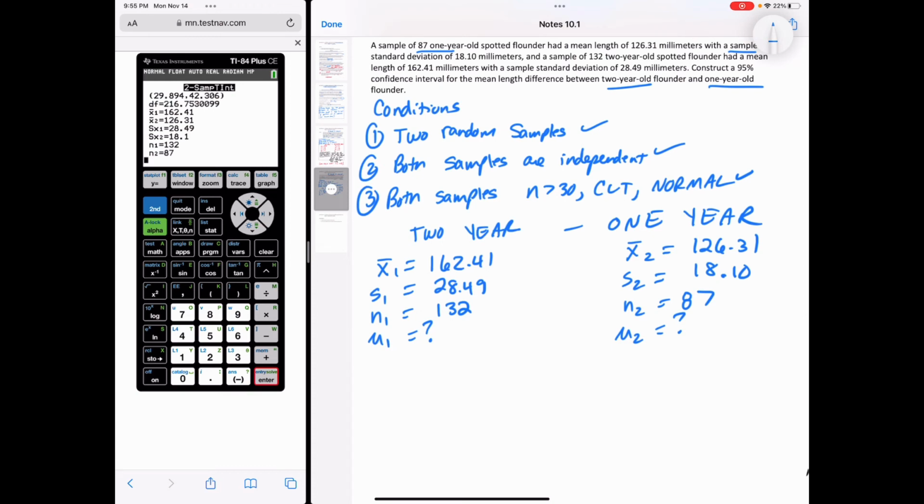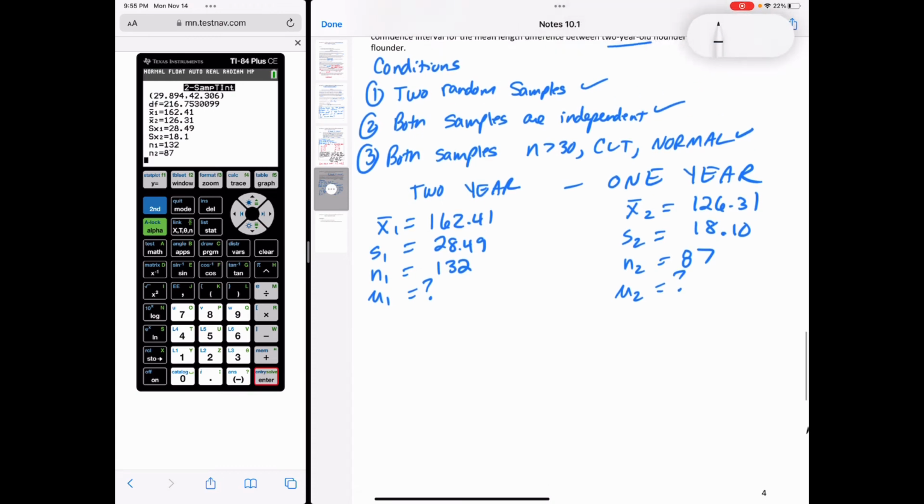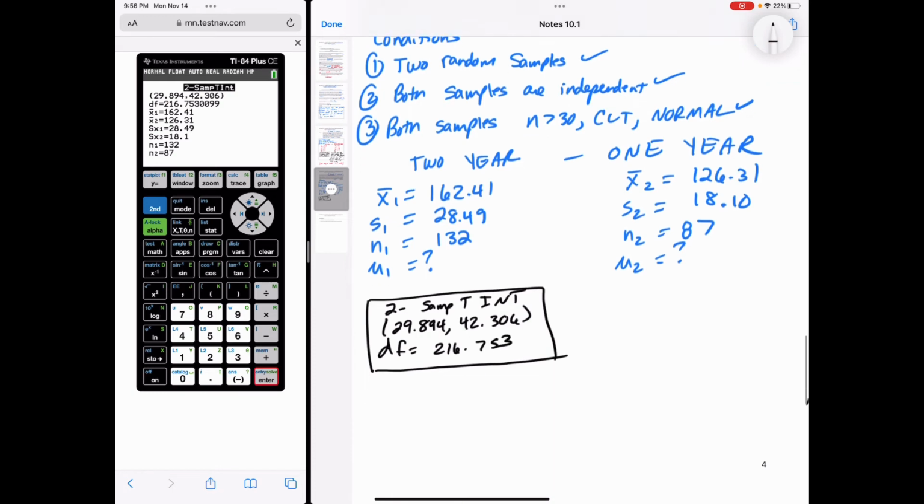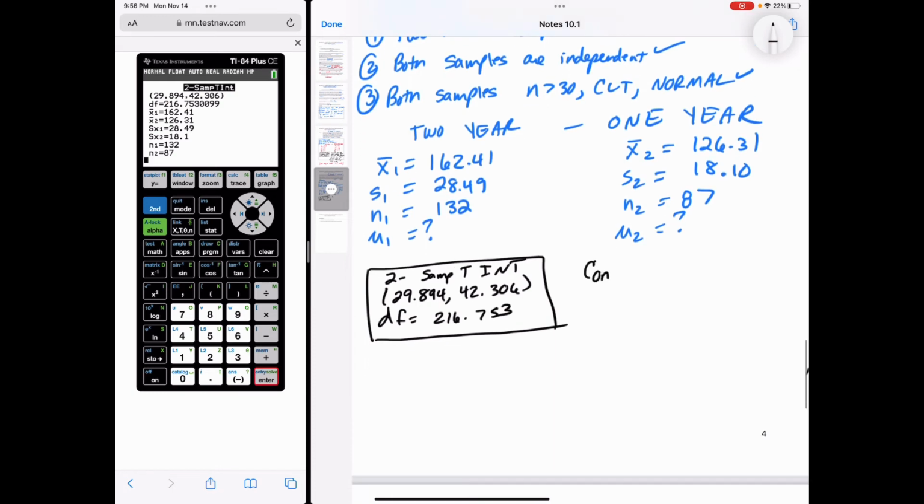And here's what I'm going to get. And I told you on the last one what to do about your screenshot. Some people want to do the whole screenshot and not write what I wrote in blue. If you do that, just write everything. This is a 2-sample T interval. You always want to say what you did. There, I've said it. 29.894 to 42.306. And my DF is 216.753.